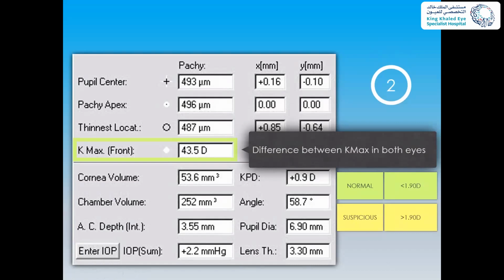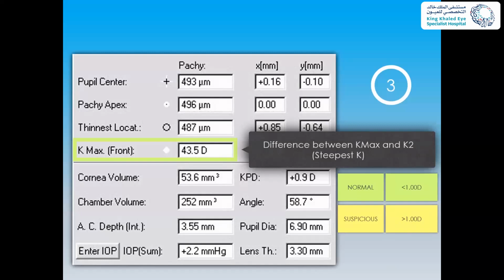So ideally, the difference between the Kmax between both eyes should not be more than 1.9 diopters. And the difference between the Kmax and the K2 in the center should be 1 diopter or less. Anything more than 1 diopter is suspicious. Again, it is suspicious. It does not mean that there is a keratoconus or you must not do refractive surgery.